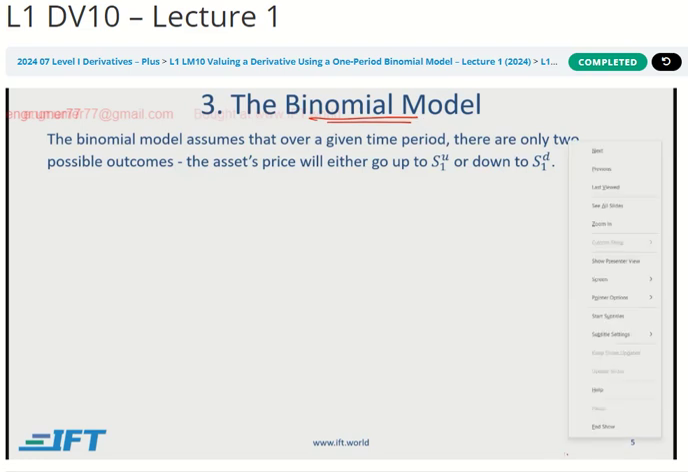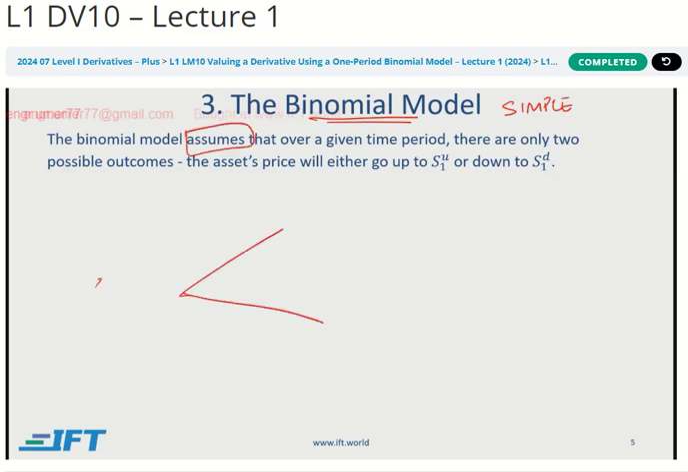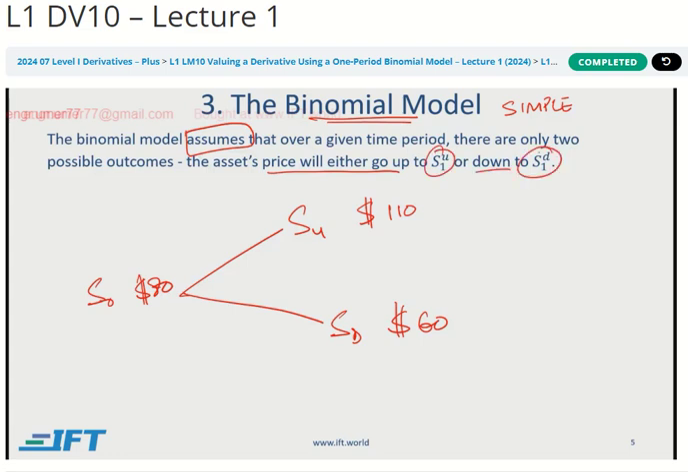And the binomial model is not used that much anymore because it's very, very simple. It assumes that the stock price can either go up or down. So let's say we have a current stock price of $80. This model assumes that the up stock price can be 110, and the down stock price can be 60. So it not only assumes that the price will either go up to S up or go down to S down, but it even assumes the exact amount it will go up to, and the exact amount it comes down to.